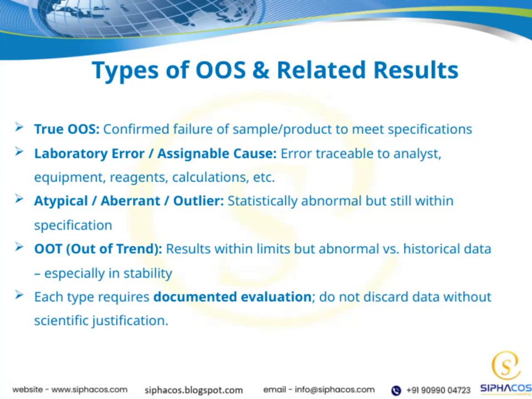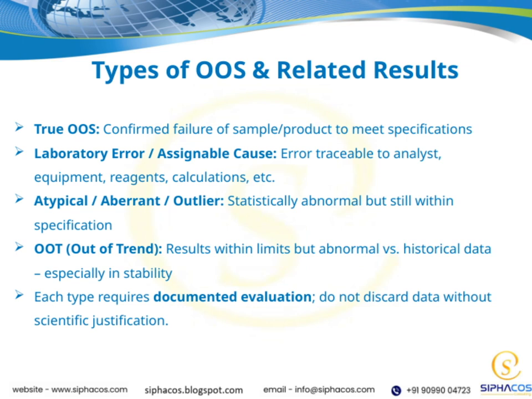Now let's take a closer look at the different types of out-of-specification, or OOS, results we might encounter. First, we have true OOS, which means the sample or product truly failed to meet the established specifications. This is a clear indication that something went wrong with the process or the material.